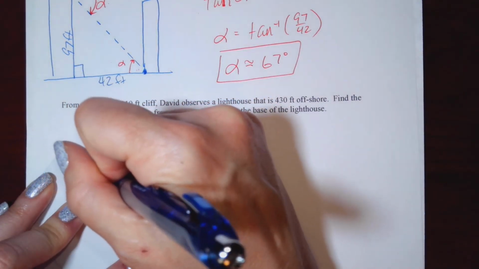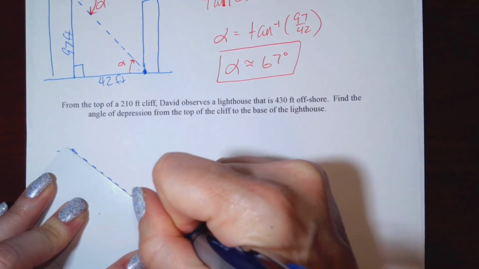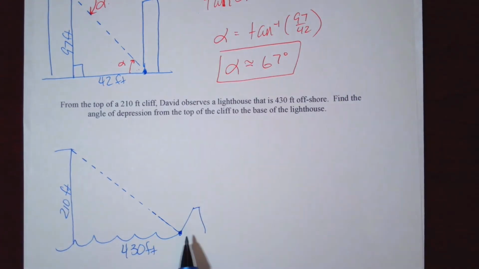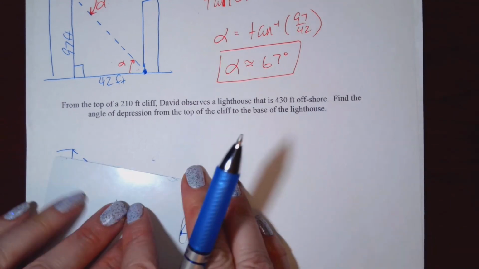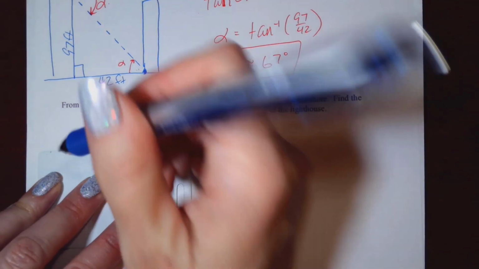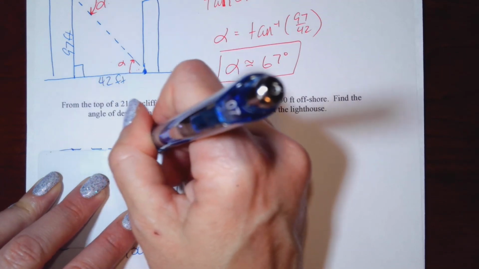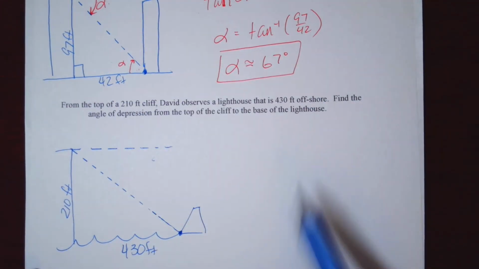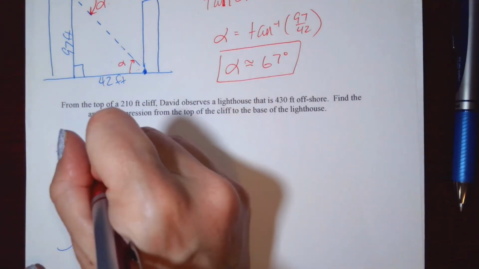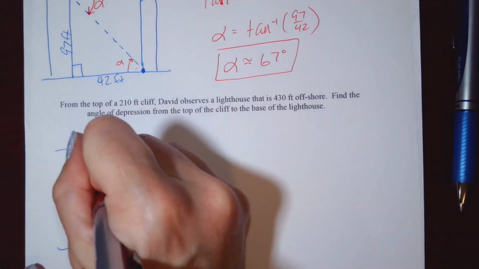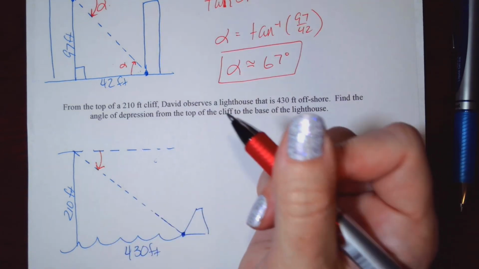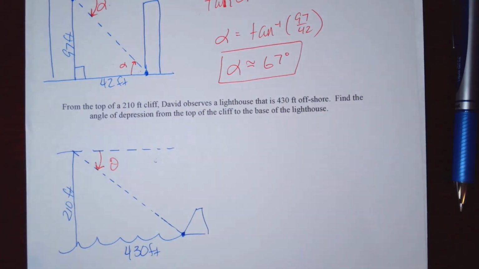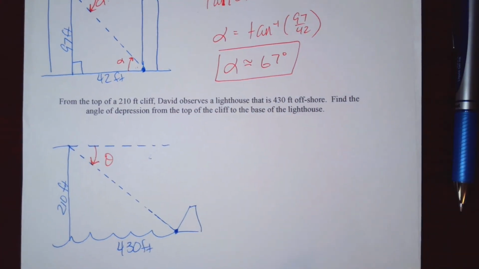So we've got a cliff, we've got a lighthouse offshore. The lighthouse is 430 feet away from the base of the cliff. We've got the angle of depression from the top of the cliff. So there's my horizontal to the base of the lighthouse. So there's my angle of depression. Right there's my angle of depression from the horizontal down. Label it theta just for variety's sake.